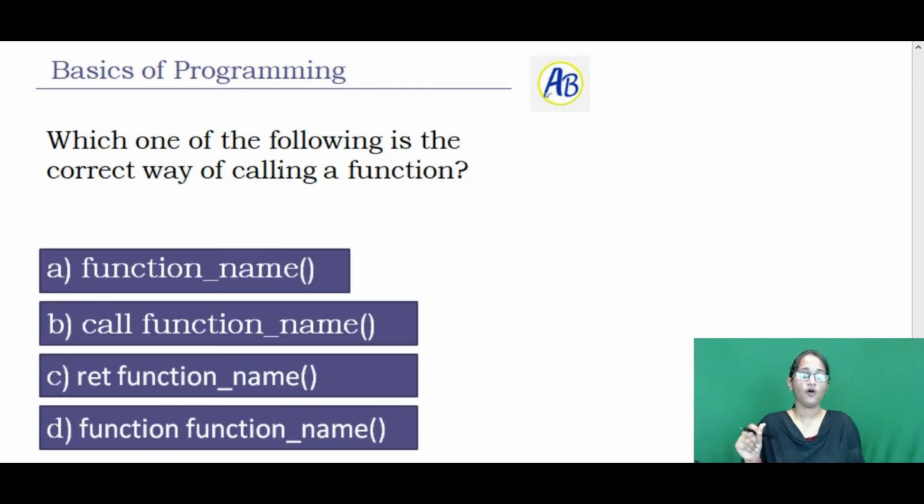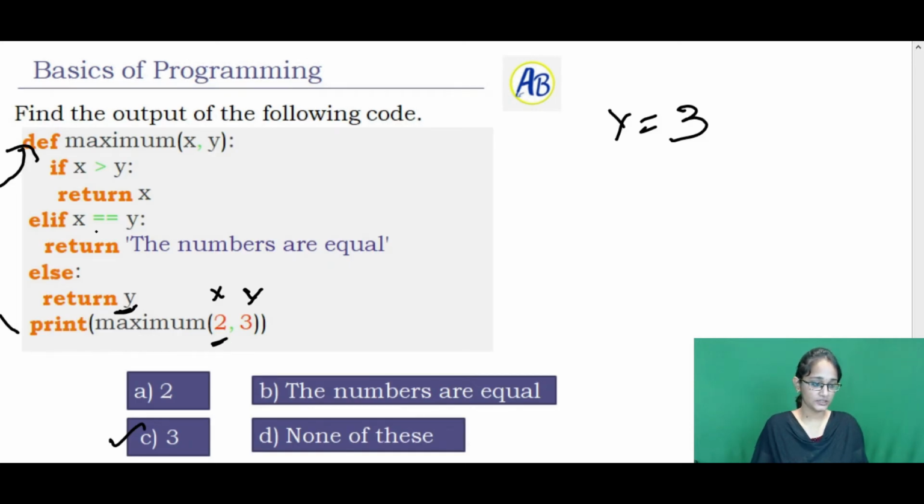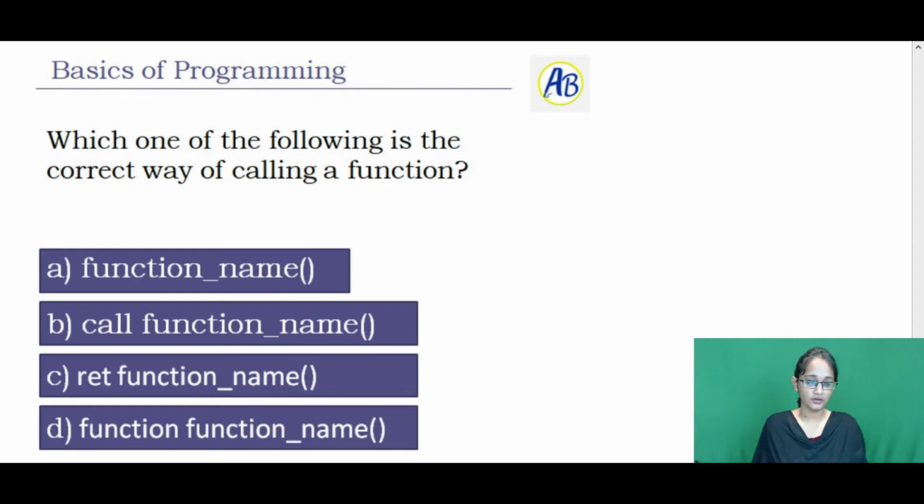Next, which one of the following is the correct way of calling a function? While calling the function, among these 4 options, which is the correct one? We can see here in the previous example, we call the function by using the function name, and inside the brackets we pass the argument. So A is the correct option.